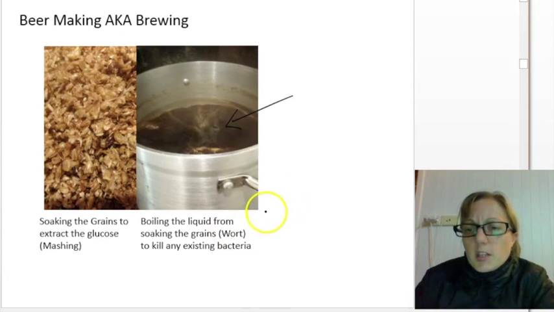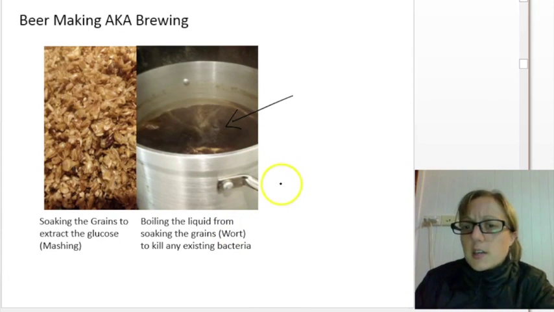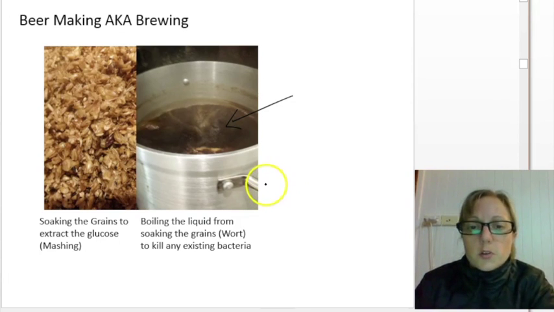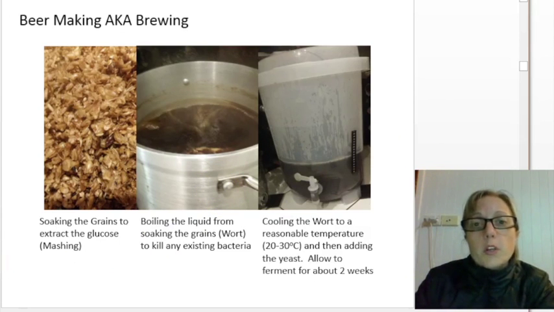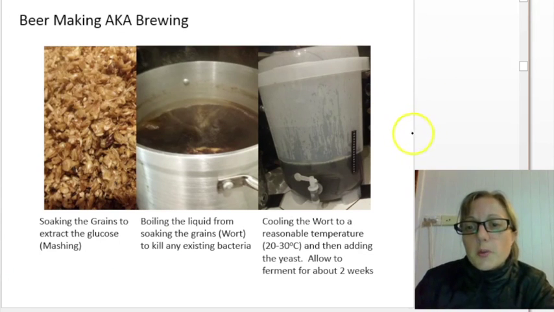Alright, so once we've got those sugars into the liquid, which we can see here, we boil it off to get rid of any existing bacteria. Boiling it takes this up to 100 degrees, which is perfect. That's what we want. We boil it for a particular period of time, and that cleans up our liquid, so it means that there's no more bacteria left. From there, we filter it and put it into a fermenter.